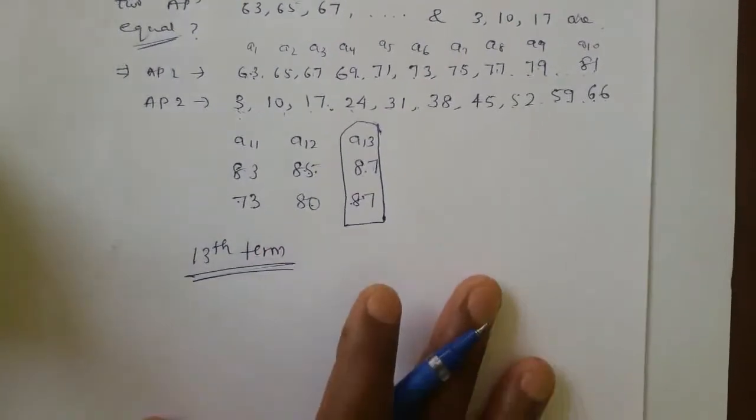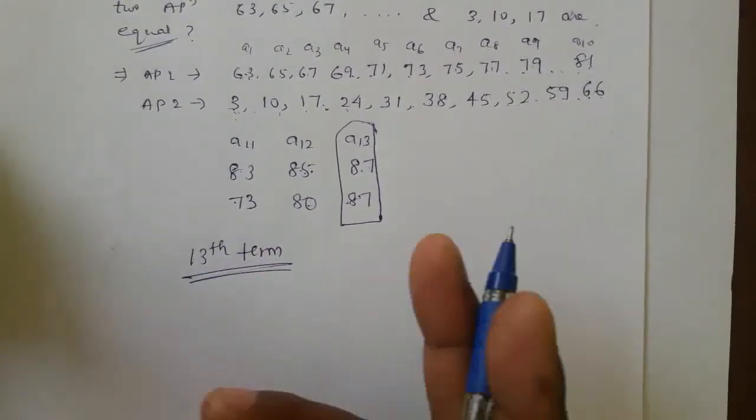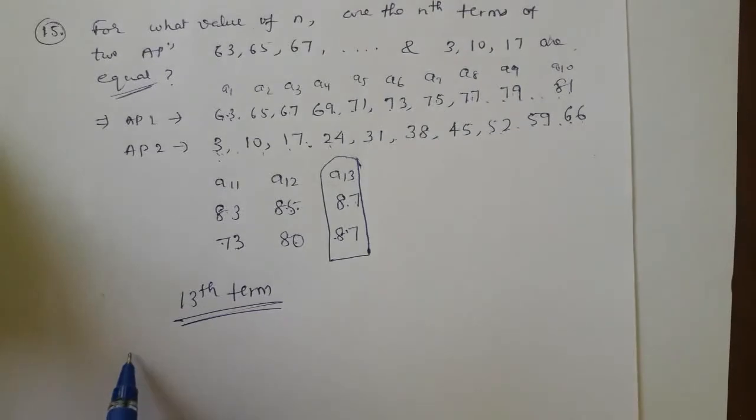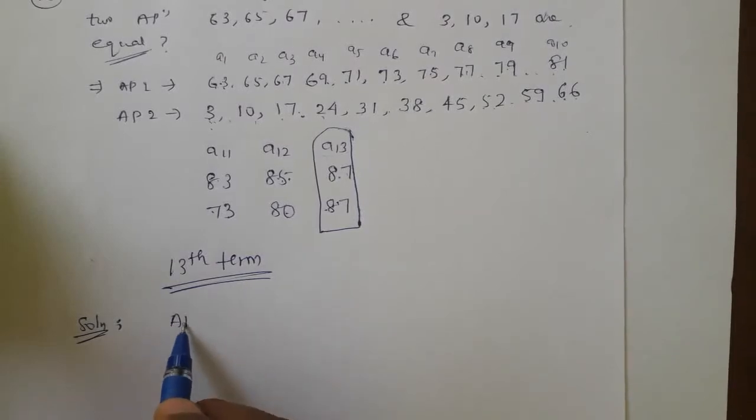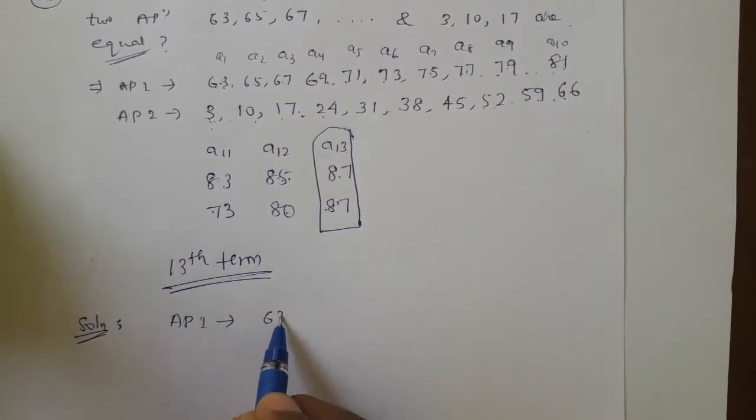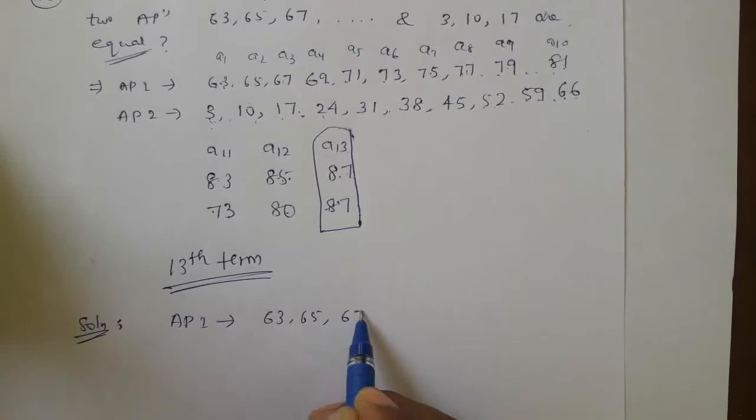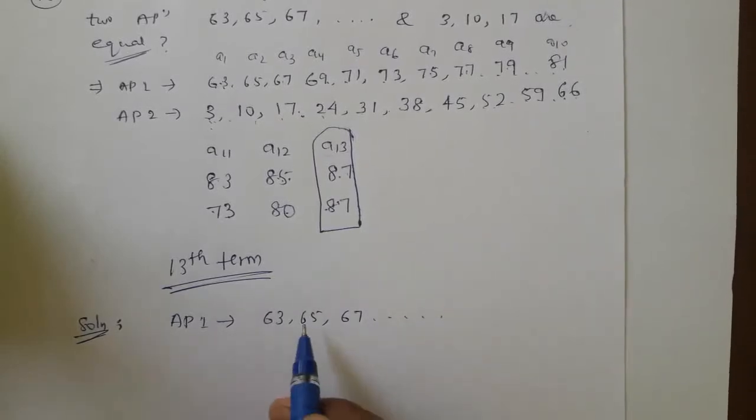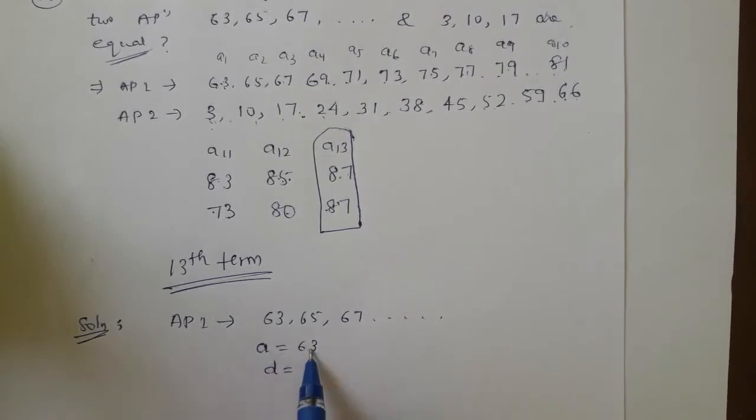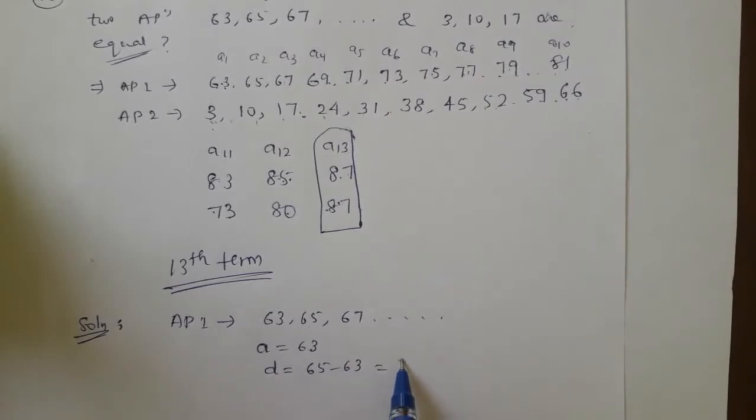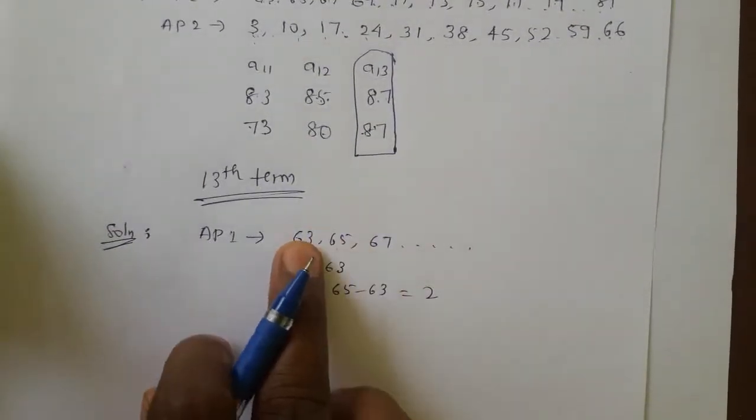But we have to show it by the formula method. How to show it by the formula method? So now we take the formula method, the theoretical method. See, the first AP we take is 63, 65, 67, and so on. If an AP is given, as I told you, your first work is to find the first term and the common difference. The first term is 63, and the common difference is next term minus previous term, which is 2.